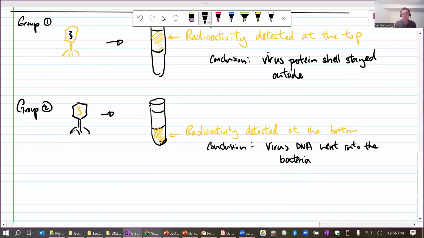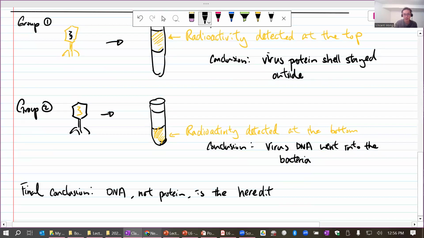Okay. So taken together, the final conclusion: DNA, not protein, is the hereditary material. Okay. So Hershey and Chase were the first scientists to show that DNA is the genetic material. It's the hereditary material, the stuff that gets passed on to the next generation.